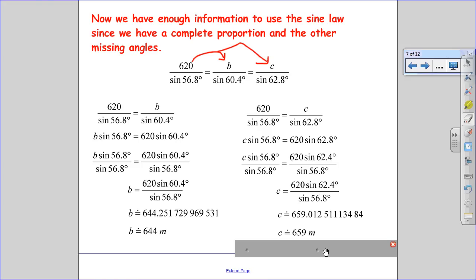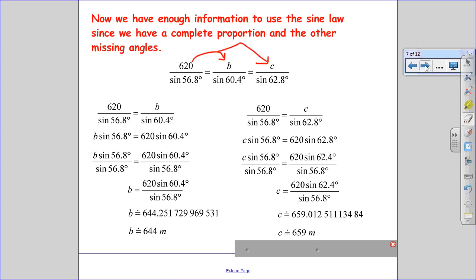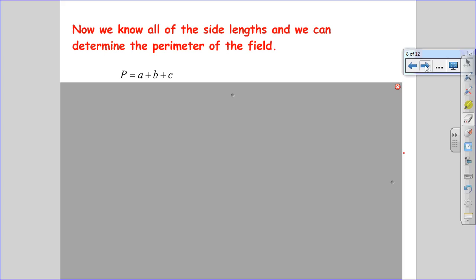The last thing I need to do, what did the question ask me to find? Let's go back. I got all excited. I solved both sides. I solved all the angles. I need the perimeter. So I need to add up side A, which we knew was 620, side B, which is 644, and side C, which is 659.